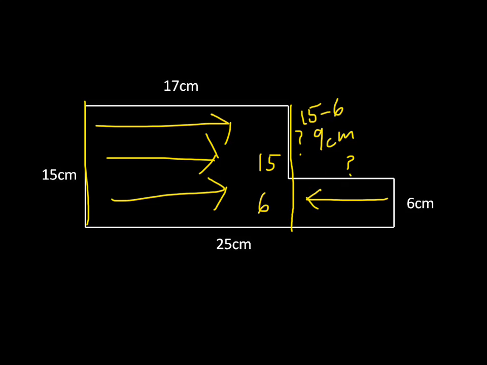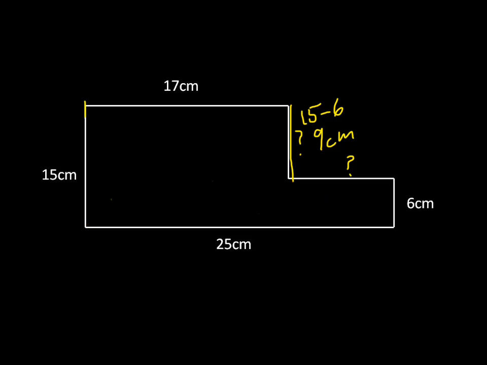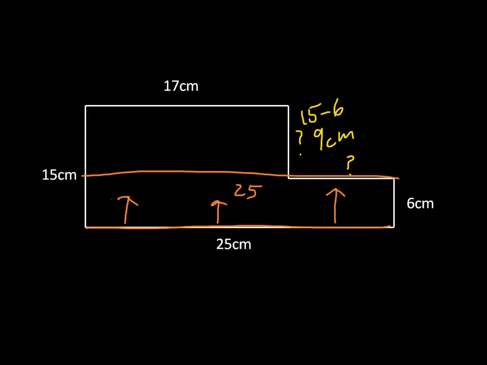Okay. We're also missing this other one, so we can use a similar idea on that one. Maybe take the 25 centimeters and slide it up. So we know that all the way across from here to here is 25. And then we know we have 17 centimeters from there to there. So then we just do 25 minus 17 and we get the length of this missing piece, which is 8 centimeters.